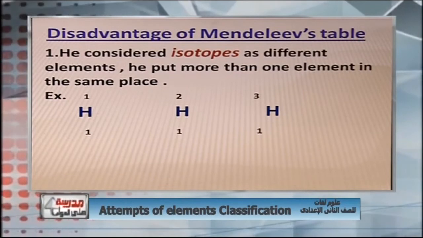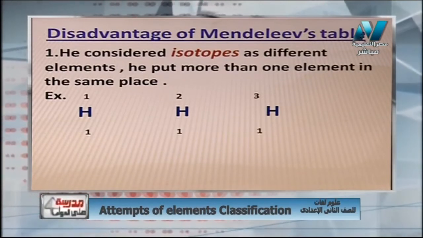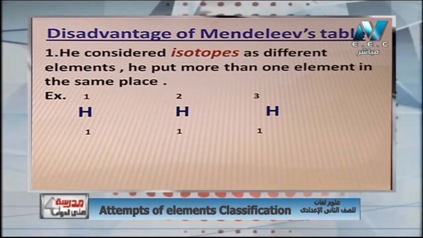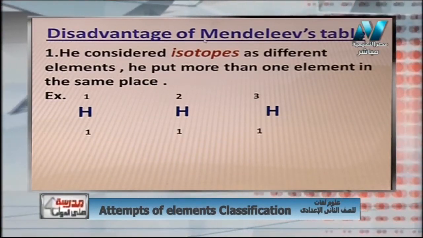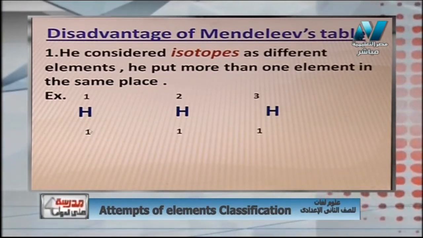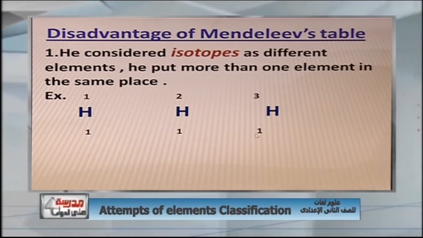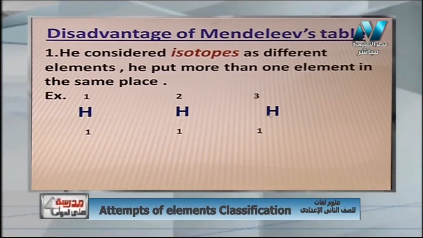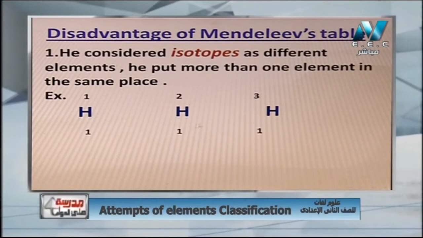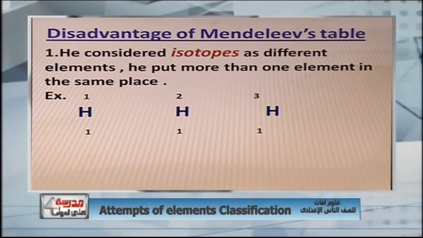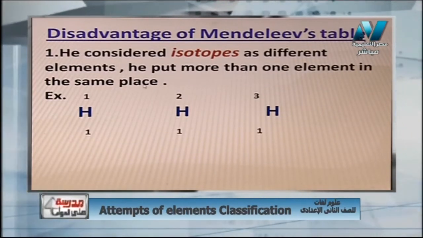So what is meant by isotopes? It is the element which has more than one mass number type. Mendeleev considered each one of them an element. This is an element, and this is an element, and this is an element. And this was a wrong estimate from Mendeleev, because all three are only one element. So because he considered them different elements, he put more than one of them in the same place.